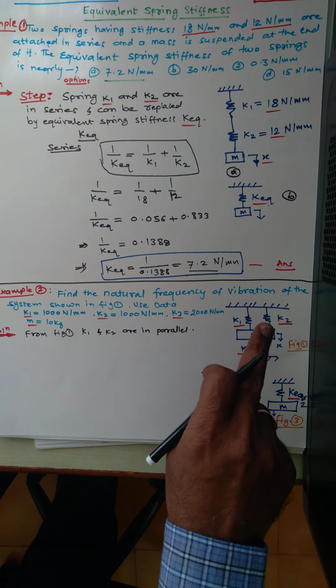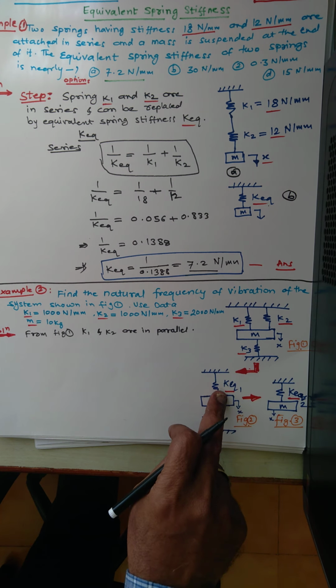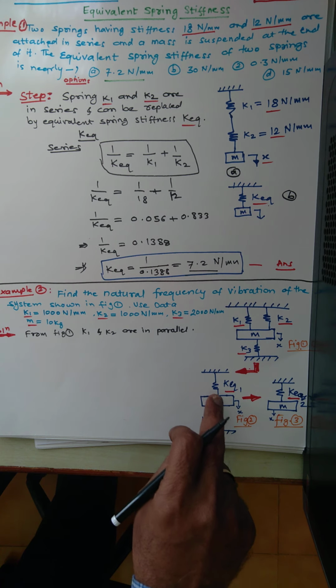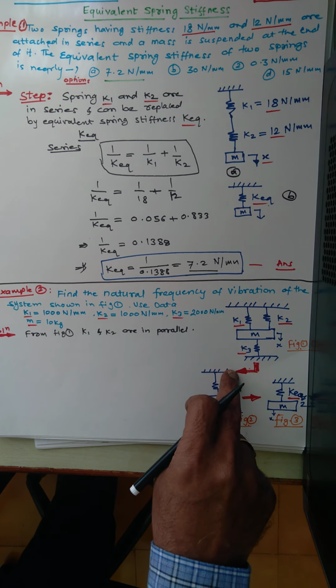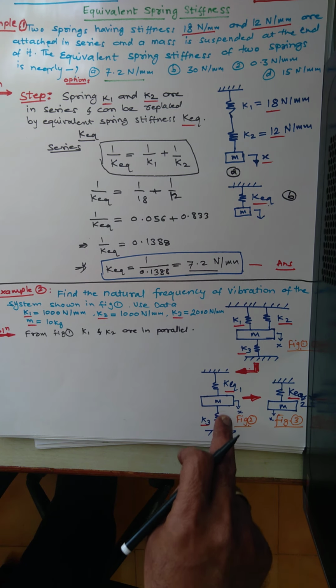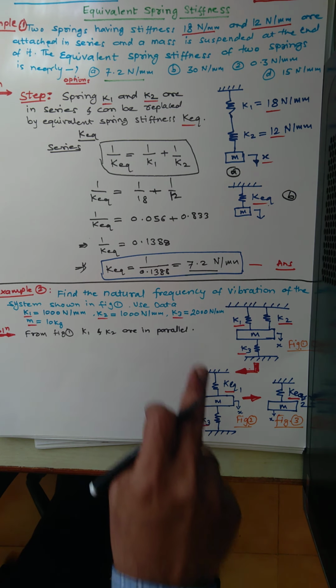We have to first find the equivalent spring stiffness of K1 and K2, that is K equivalent 1. It is shown by only one spring, fixed on one side and attached to the mass, and the mass is also attached with K3. The stiffness values are given to you, 2000.